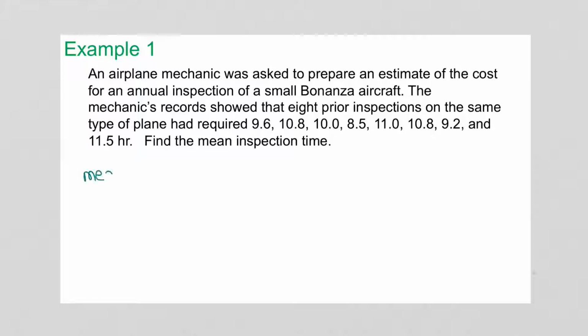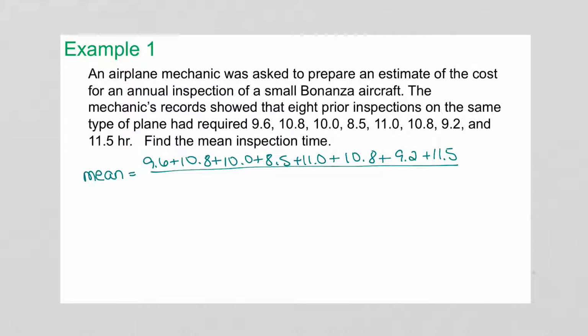So, the mean is the sum of all the data divided by the number of data values, and there are 8. So the sum is 81.4. We divide that by 8, and we get 10.175. And we're going to round that to 2 decimal places, 10.18 hours.